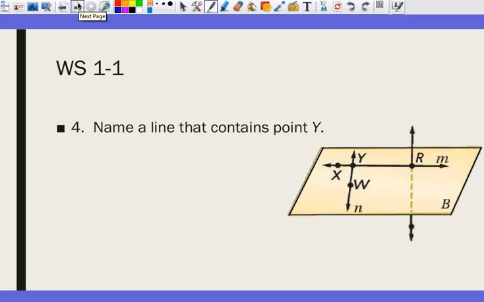Name a line that contains point Y. What line contains that point? M does, yes. What other line? Yeah, N. And then you can name them the different ways. It doesn't really matter. I'm not going to do that because there are 2 valid answers. You could call it line YW. You could call it line XY. Doesn't really matter as long as it's those 2 lines. XR, yeah, it's a valid choice.